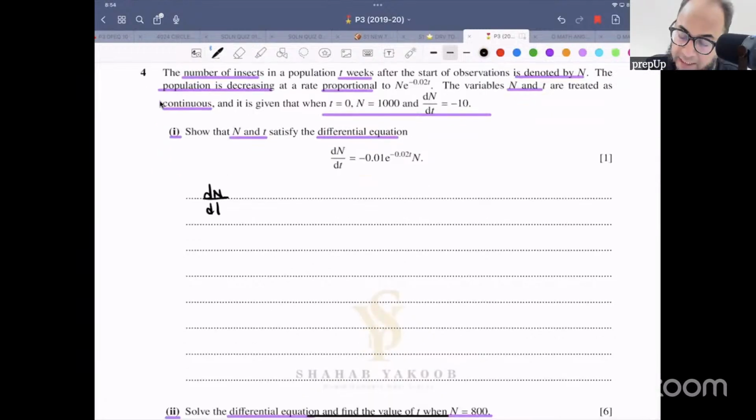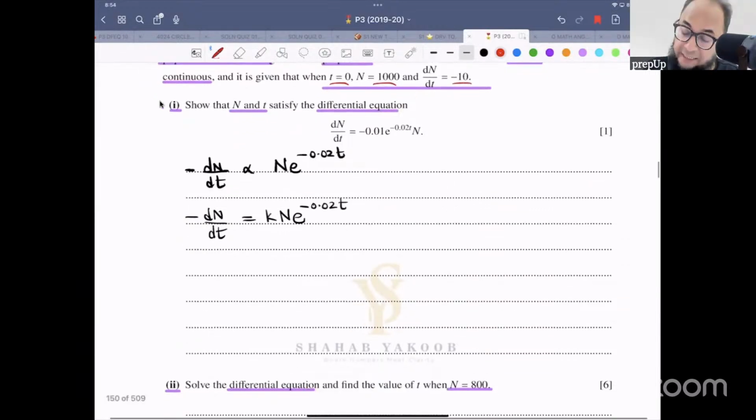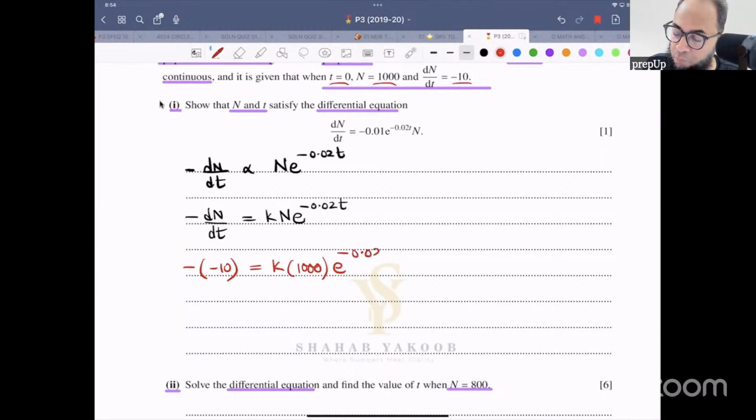dN by dt, it's a decreasing rate. It's proportional to N e to the power of negative 0.02t. Negative dN by dt is equal to k N e raised to the power of 0.02t. So far so good. Take this negative to the other side, or even before that, just plug in this condition. When t is 0, N is 1000, dN by dt is negative 10. Negative 10 is k, N is 1000, e raised to the power of negative 0.02 times t. And what's the value of t? The value of t is 0.